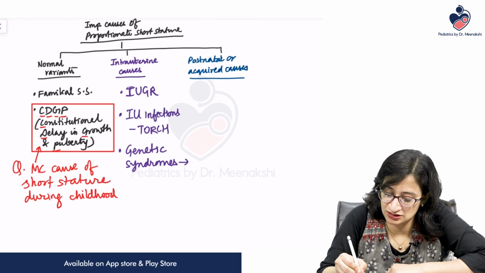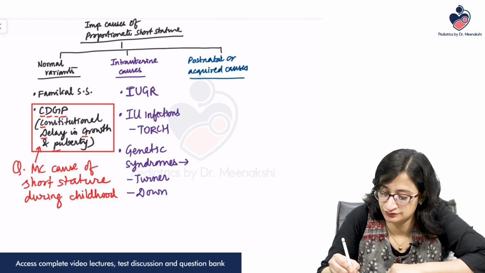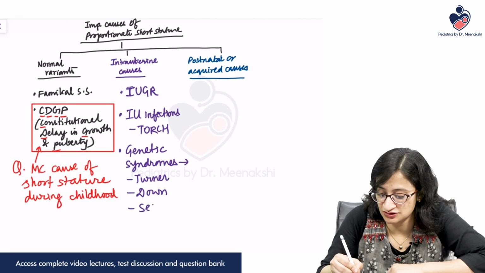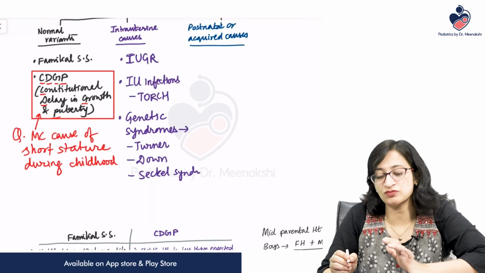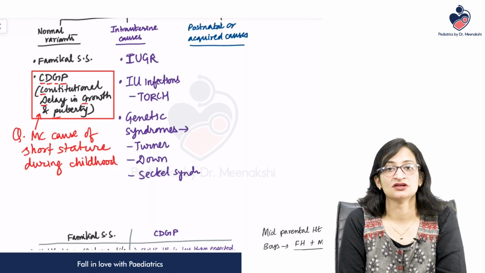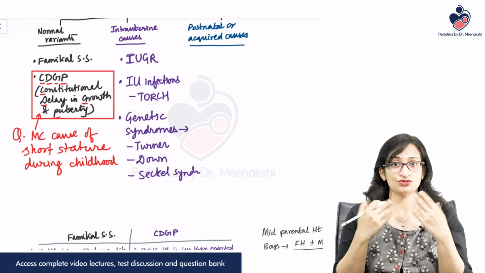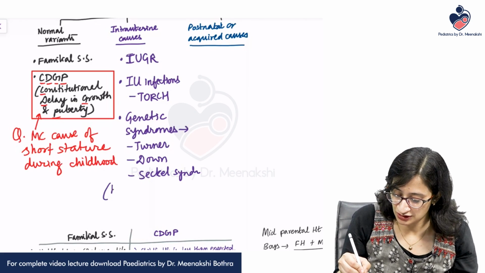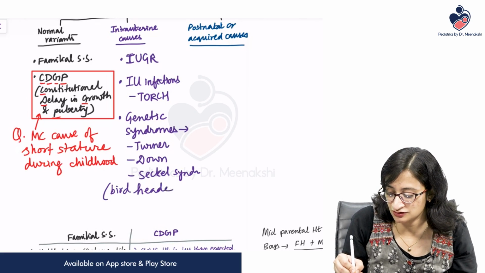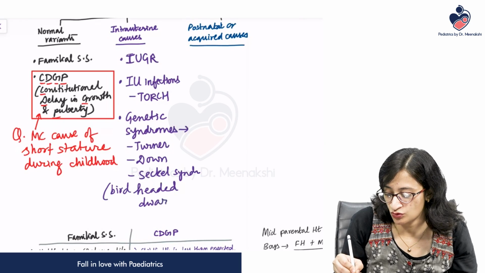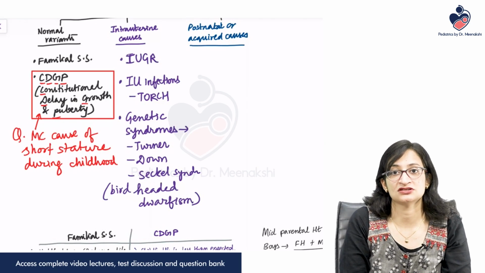So genetic syndromes like Turner syndrome, Down syndrome, and Seckel syndrome is another genetic syndrome where you can get proportionate short stature. Seckel syndrome is also known as bird-headed dwarfism, where the face of the child resembles that of a bird. You will get an elongated face and a beak-like nose. I'll show you a picture of a child with Seckel syndrome later so that you can identify it, a very important spotter. And of course, we'll be discussing Turner syndrome and Down syndrome in the genetics section.